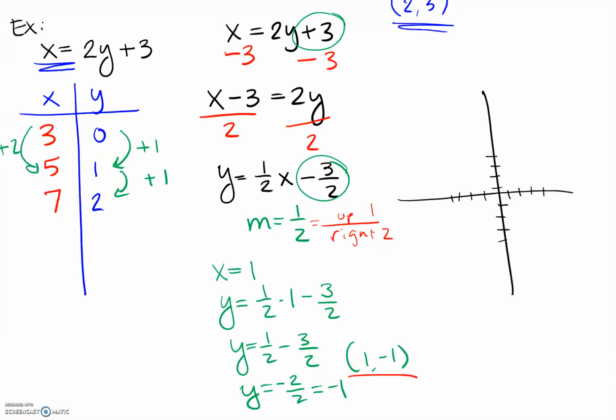We could also just graph the points in our table if that's where we started. Any of that works. If I started here and then used my slope, I'm going to go up 1, right 2 to the next point. Up 1, right 2 to the next point. Down 1, left 2 to the next point. Again, again, again. And then you can connect all those points.